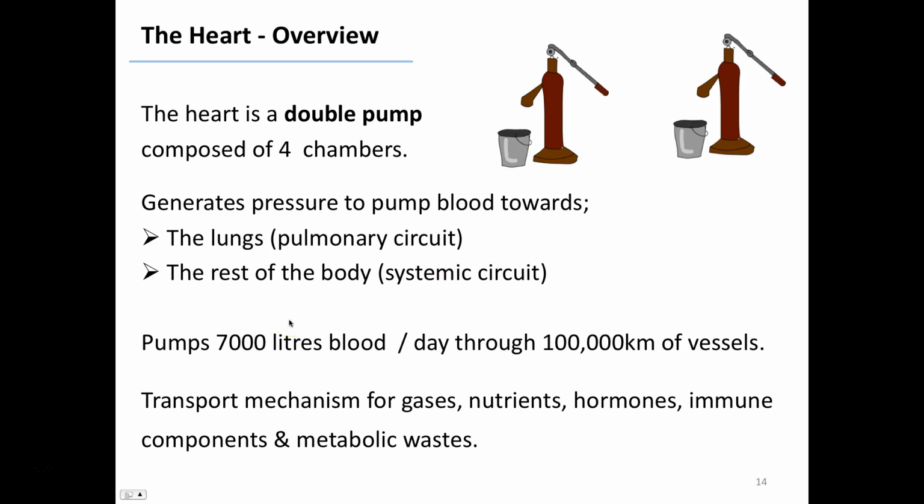The heart is responsible for pumping approximately 7,000 litres of blood per day through 100,000 kilometres of vessels. Now these are approximate figures, but they are quite large numbers and very true when you take into account our capillary systems and our arterioles and all our fine, tiny little blood vessels located within our organs. The heart is the pump by which we facilitate transport, and its transport mechanism for gases and nutrients and the hormones, immune components and metabolic waste. It is the mechanism by which all these happen and pumps that circuit.